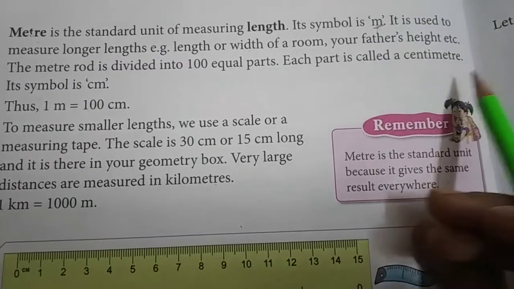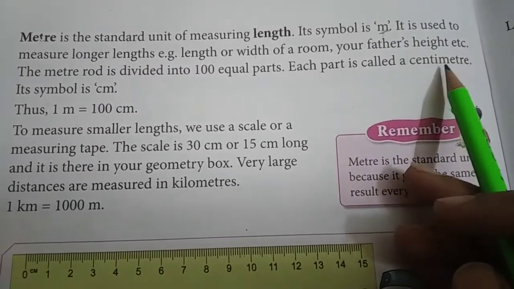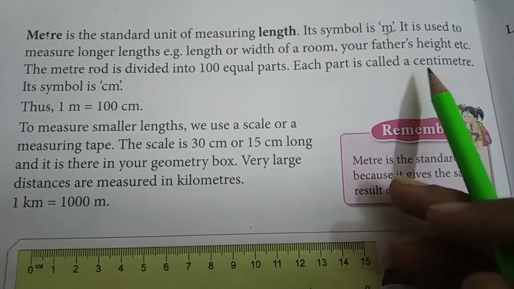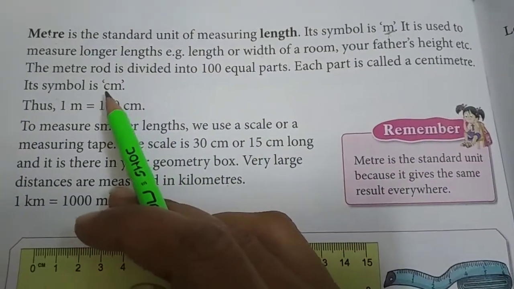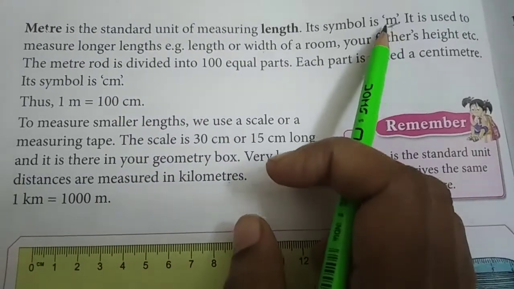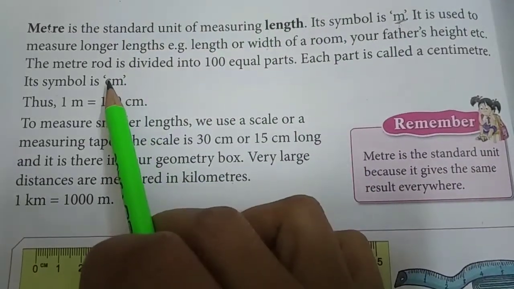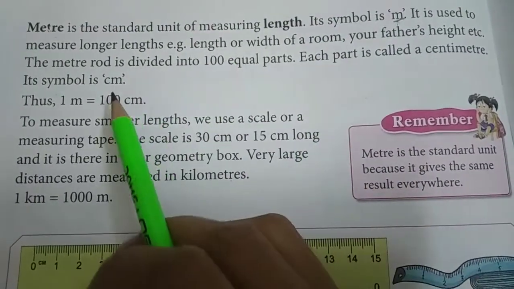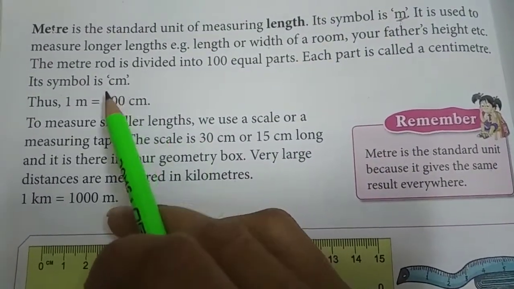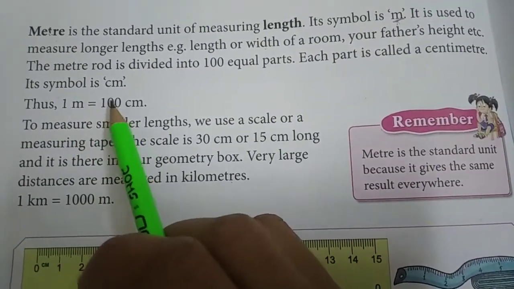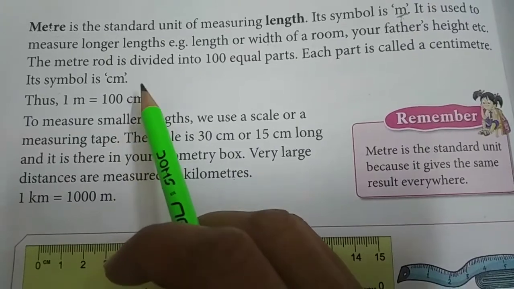So what is the spelling? C-E-N-T-I, centi, M-E-T-R-E, centimeter. And how can we write this? Yes, we can write that as cm. Cm, that is centimeter. Meter is written as m. Centimeter is nothing but when you divide a meter into 100 equal parts, you get a centimeter. Cm. So remember that 1 meter is equal to 100 centimeters.